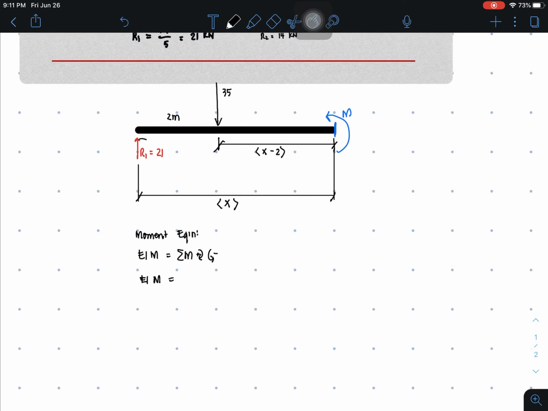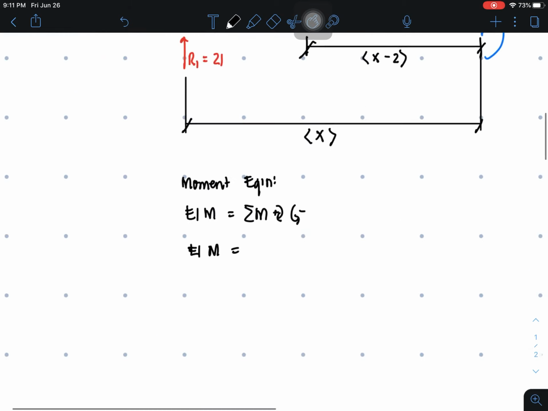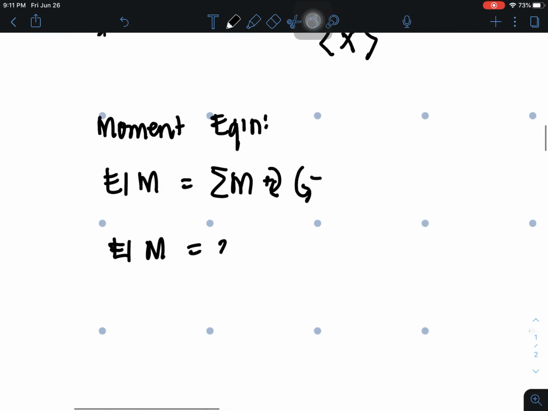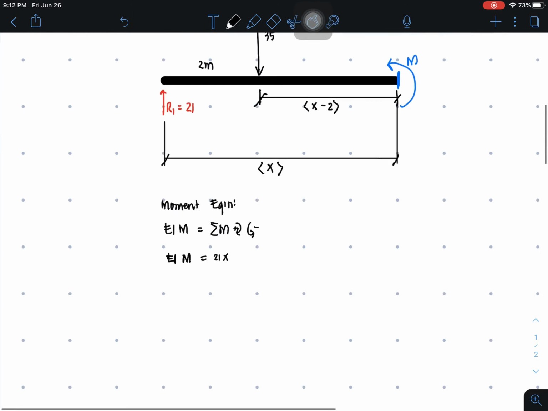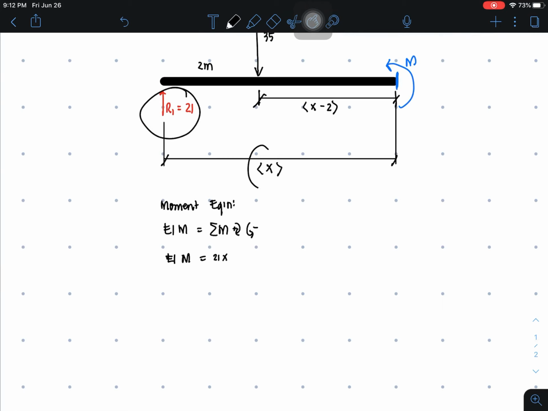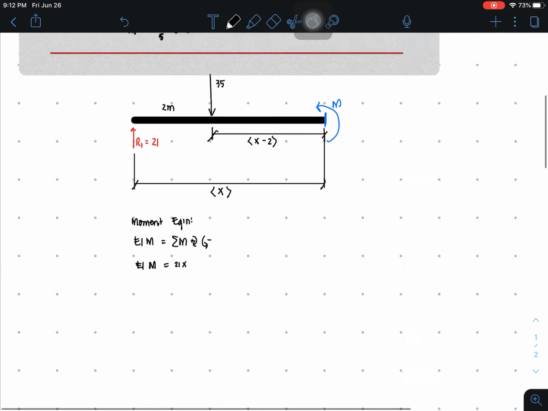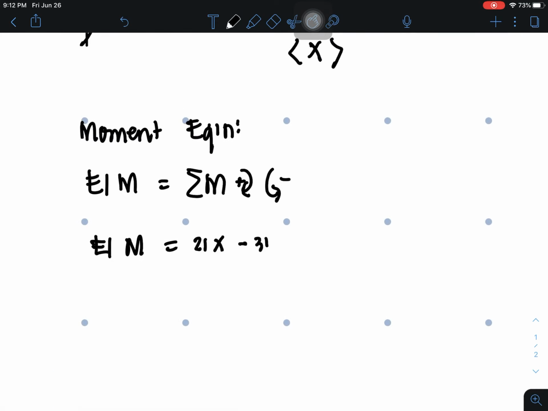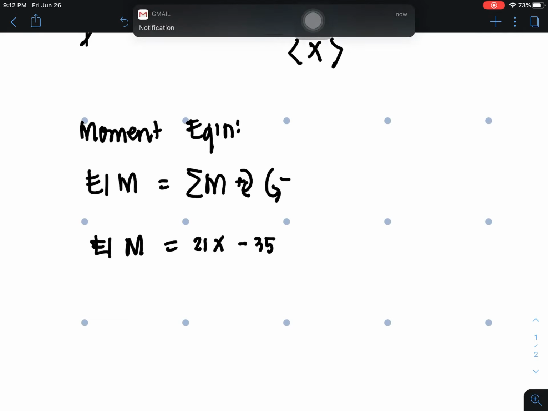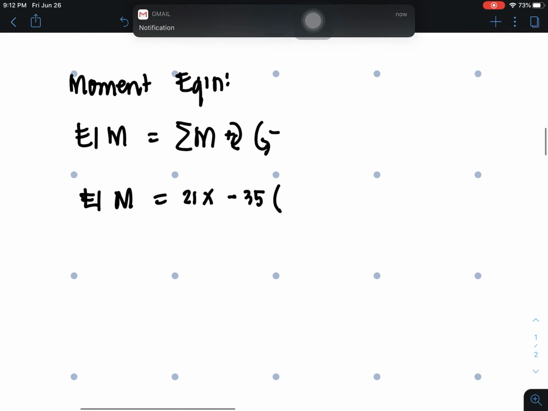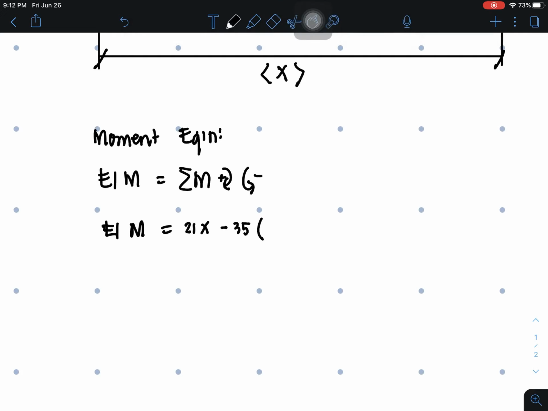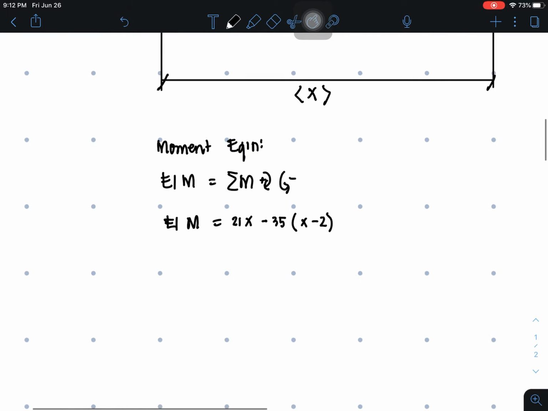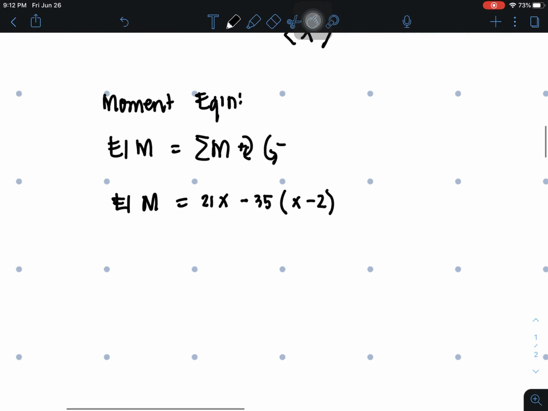Let's start with R1 or 21. That's going to rotate about the point of cutting here in the clockwise direction. So I'll have 21 times x. The moment arm of 21 is x. Then let's proceed with 35. 35 is counterclockwise about the point of cutting. So minus 35 times x minus 2. That's it. This is our moment equation.